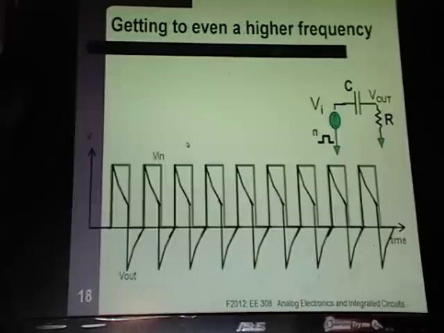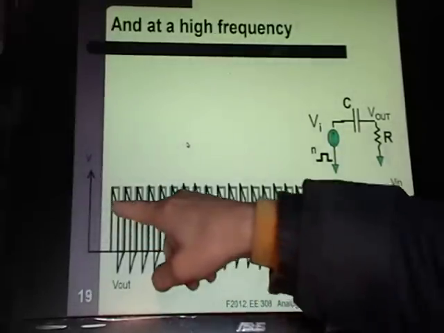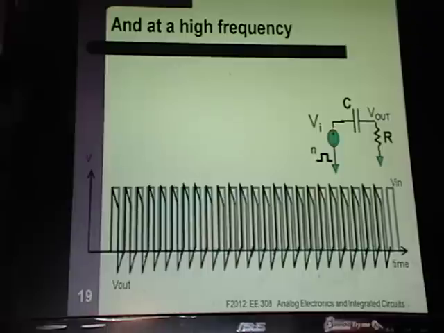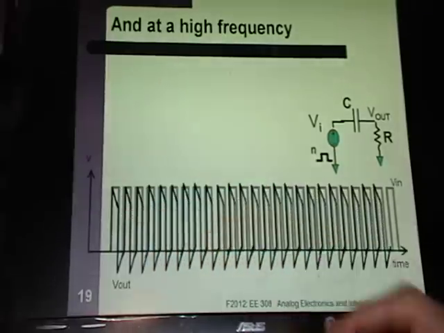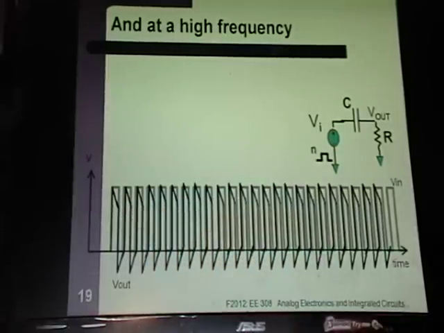But if you speed it up, pretty soon you get an output that looks kind of like the input. You're just not giving it time to discharge. So low-pass filter is you're not giving the capacitor time to charge and discharge. For a high-pass filter, you're not giving it time to discharge, I guess.